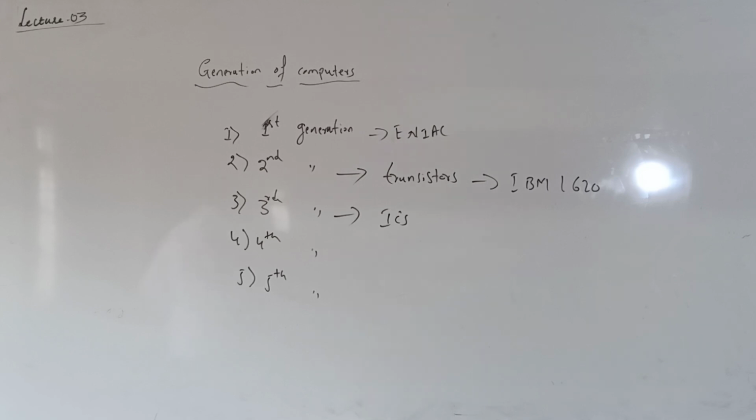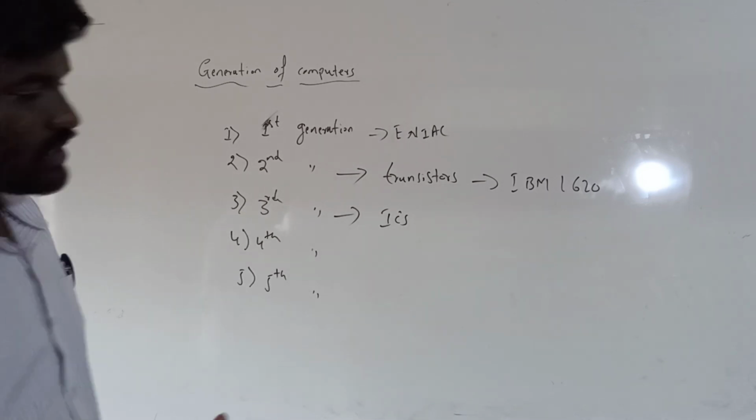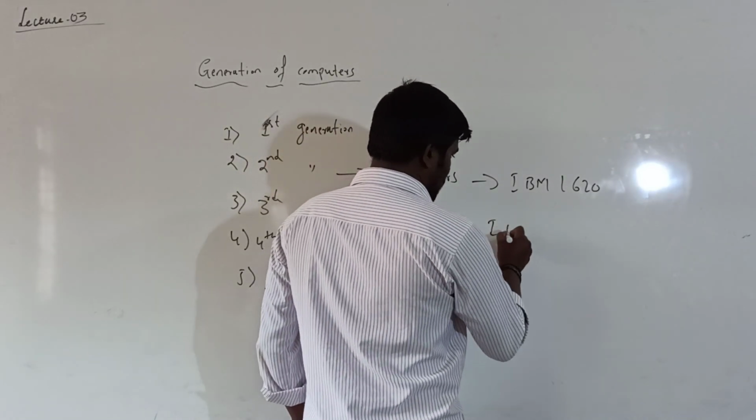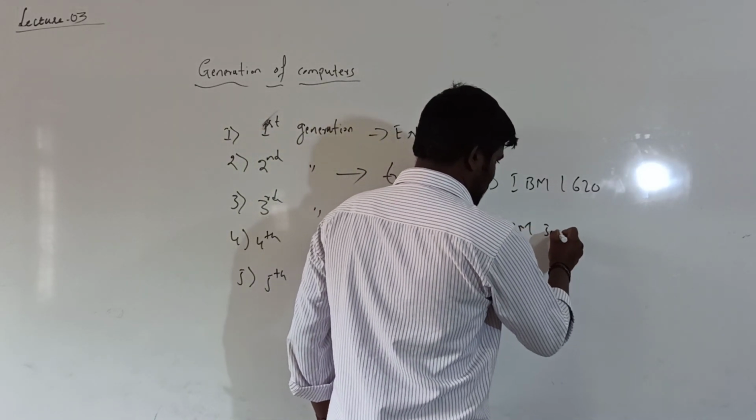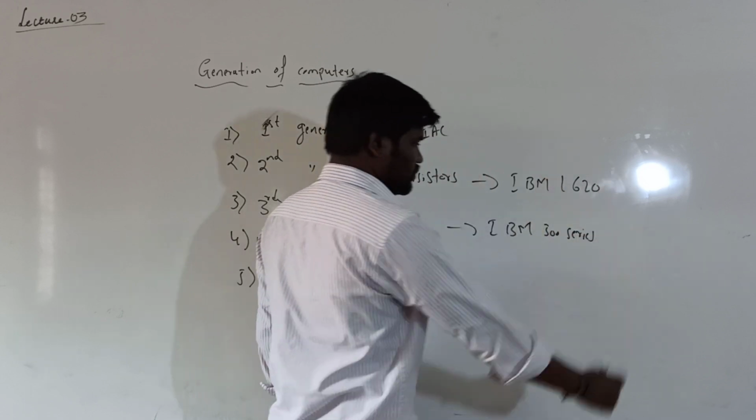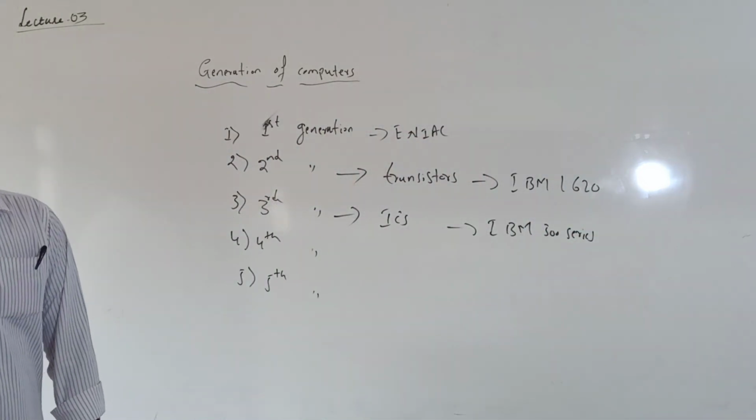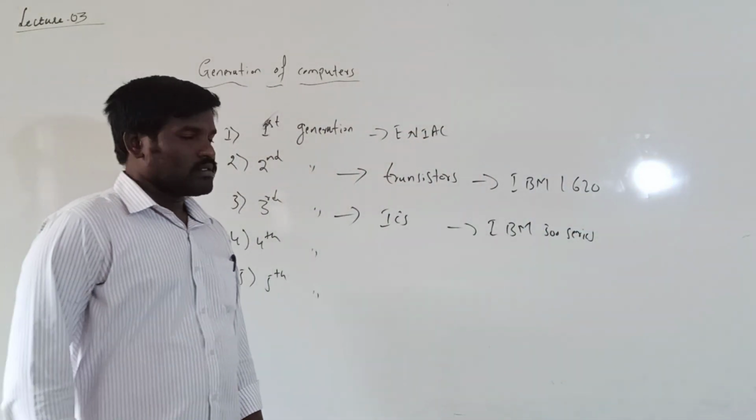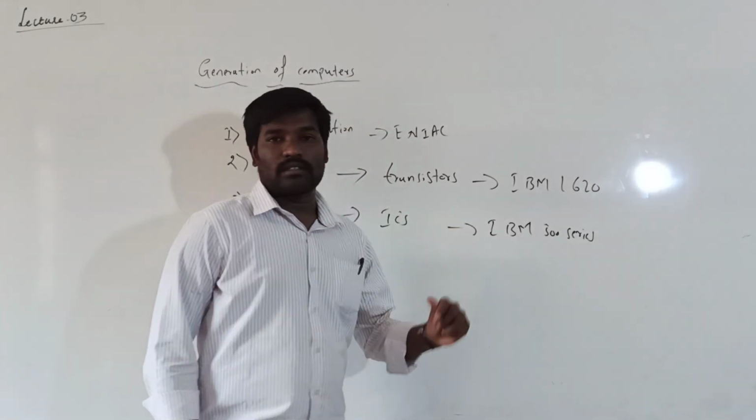The example for third generation is IBM 360 series. There are a number of examples, so you just have to remember one example.